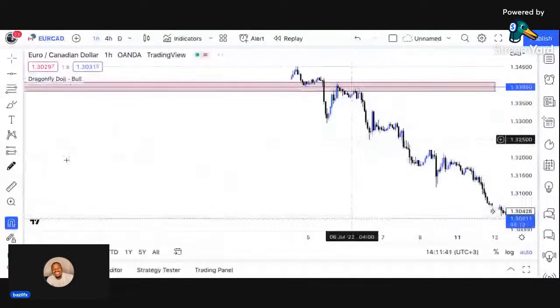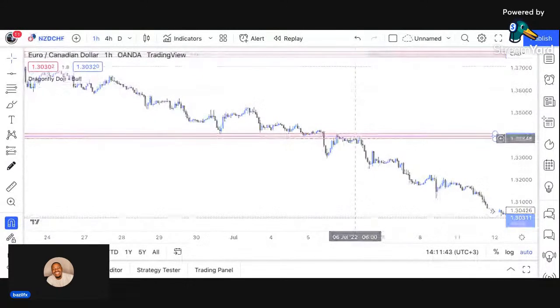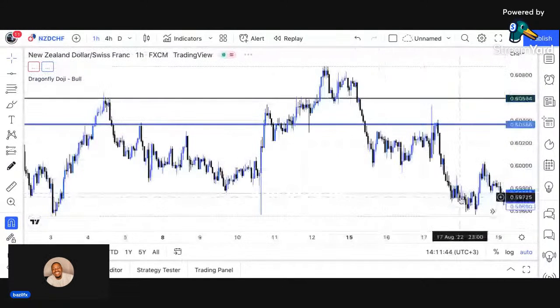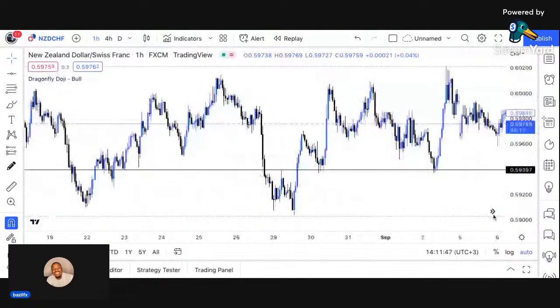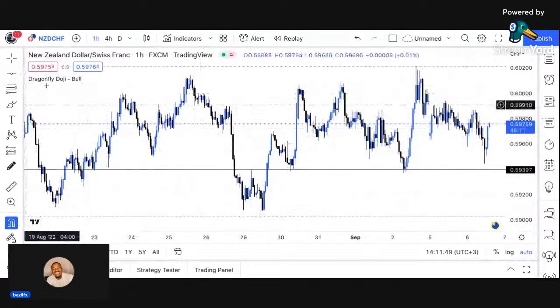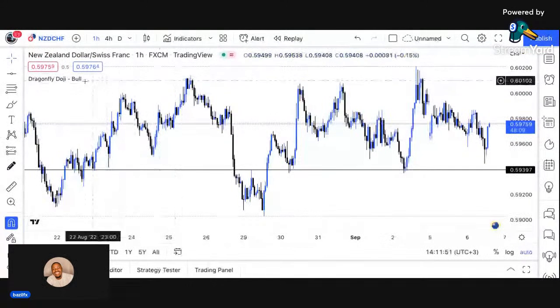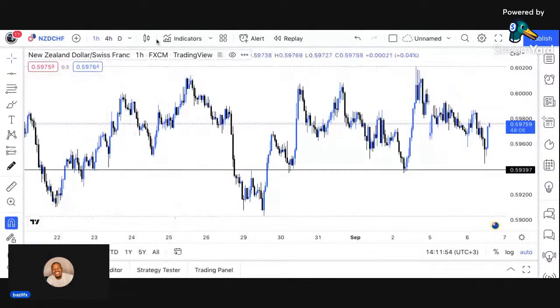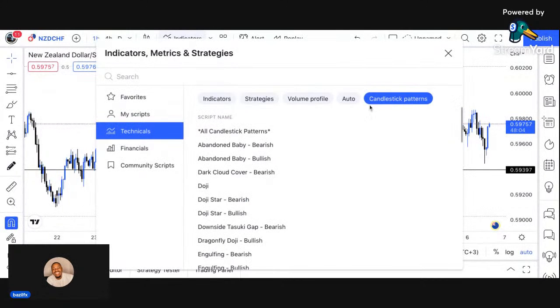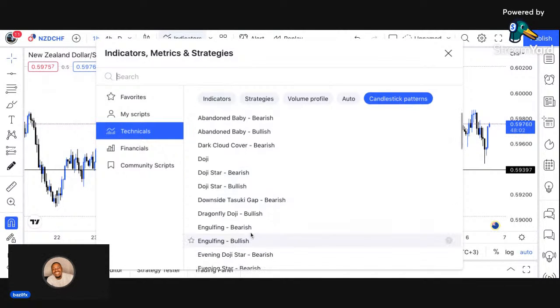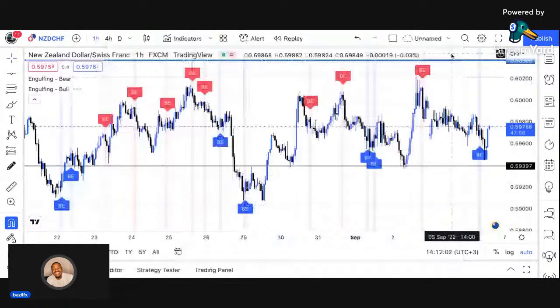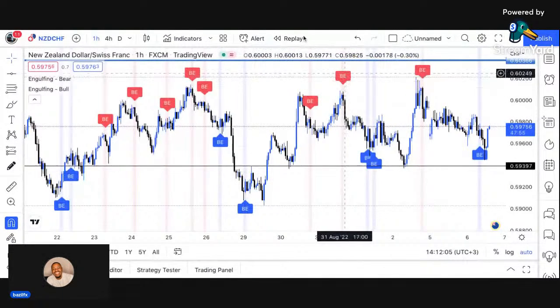Let me try to change the currency and see if you'll find a dragonfly doji. Let me choose another candle, let's say the bullish engulfing candle. So as I told you guys, look, guys, everyone, look.